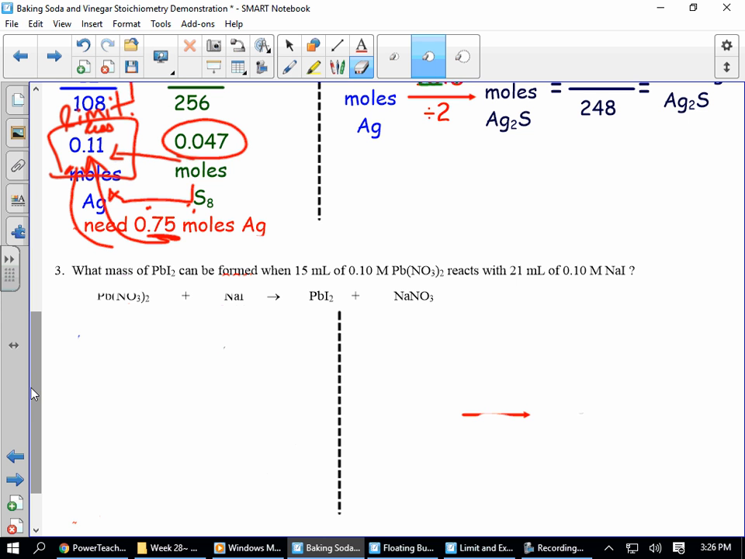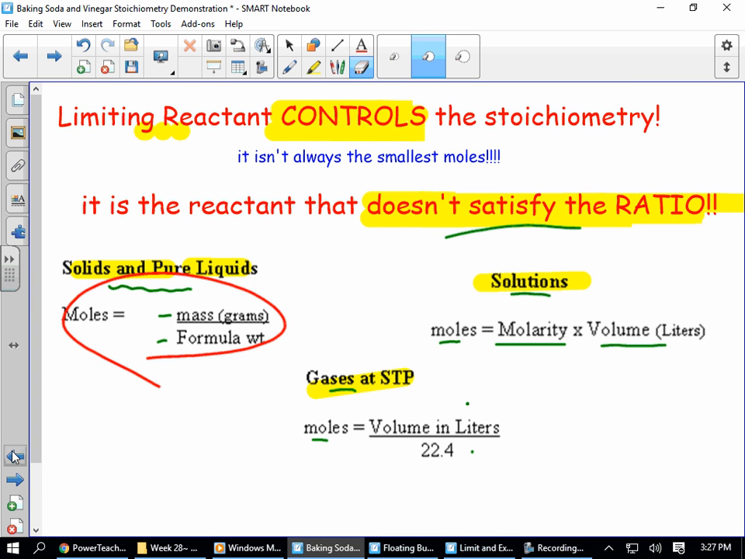All right, so first to balance, let's drop a 2 here and drop a 2 here. Also, the question says, what mass of PbI2, so this is my target, I want to know how many grams of PbI2 can be made when I have 0.015 liters of lead nitrate, the molarity is 0.1 molar, reading the information out of the problem, and then I have 21 milliliters of a 0.1 molar sodium iodide solution. So you're looking at here, how am I going to get both these solutions into moles? I'm going to use the solutions formula.